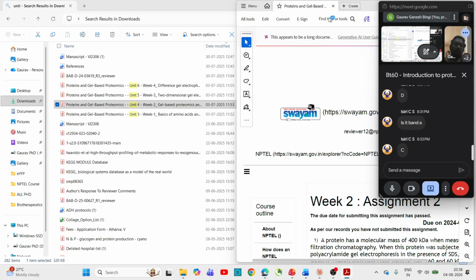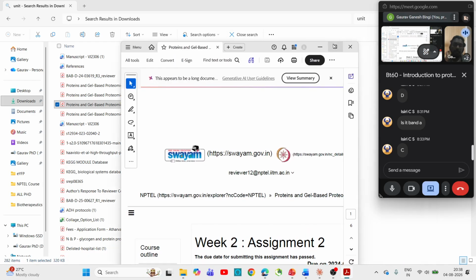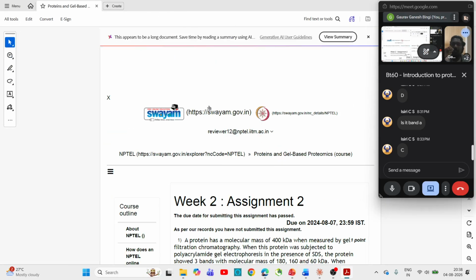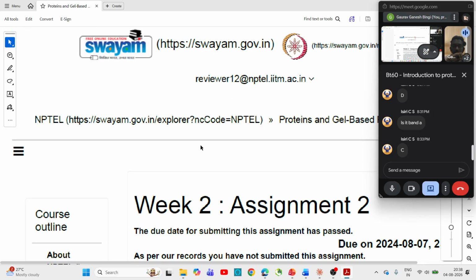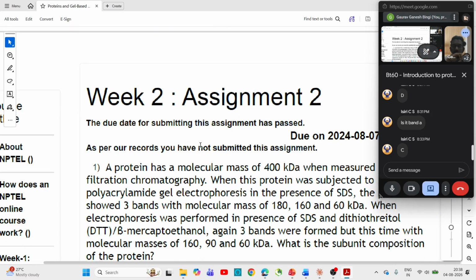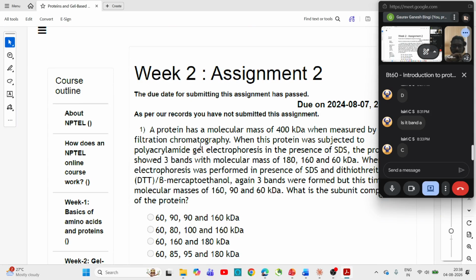So although these are from a different course, it has similar questions which you can solve. A few of the questions are solvable and relevant to the lecture which we did today. Okay, so this is about native PAGE and SDS-PAGE. So try and determine the answer. Read the question.